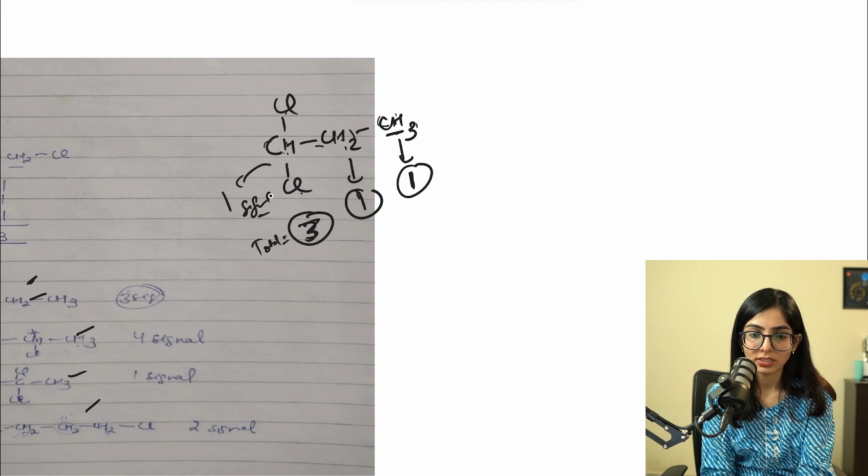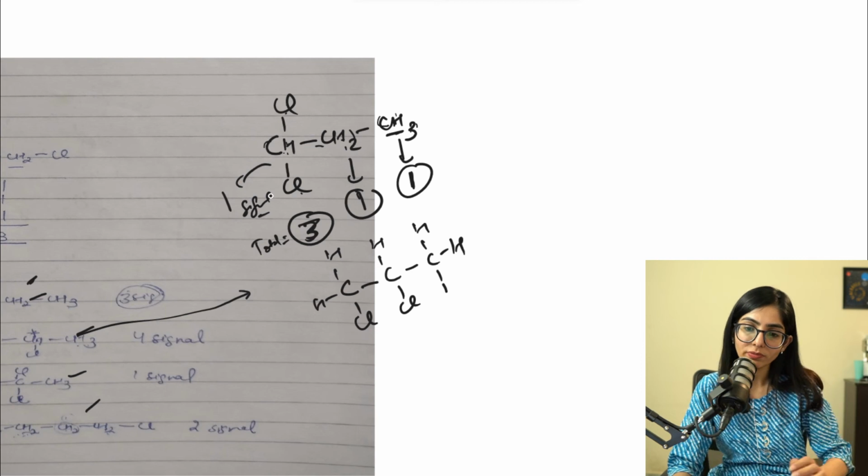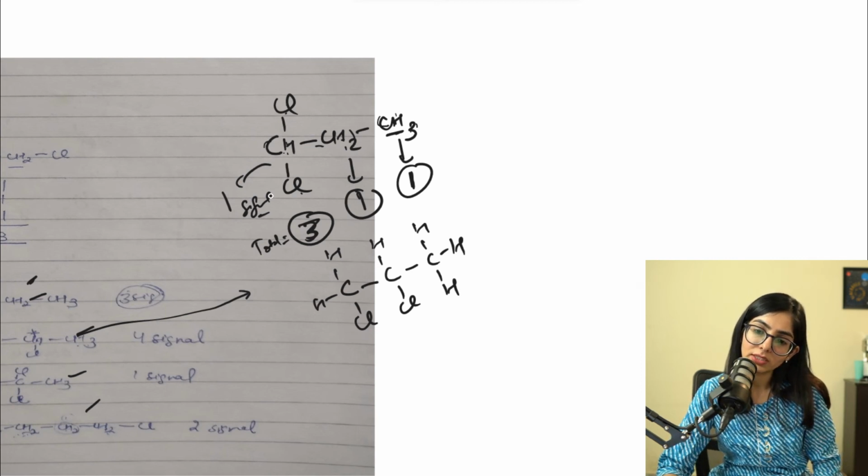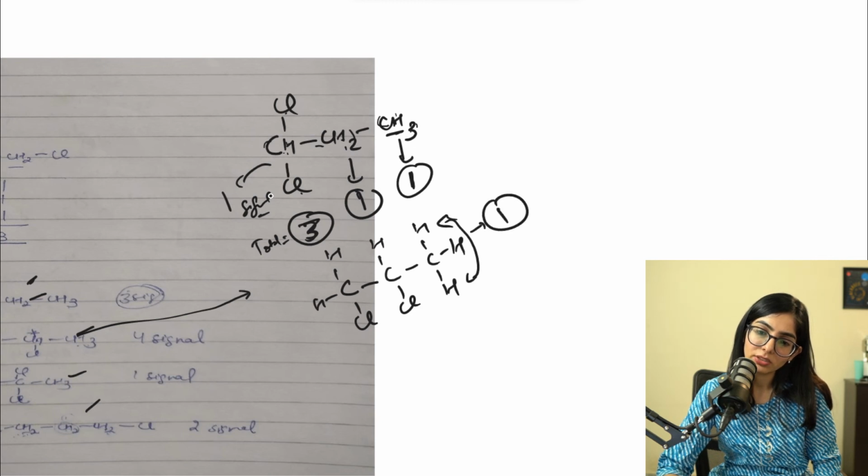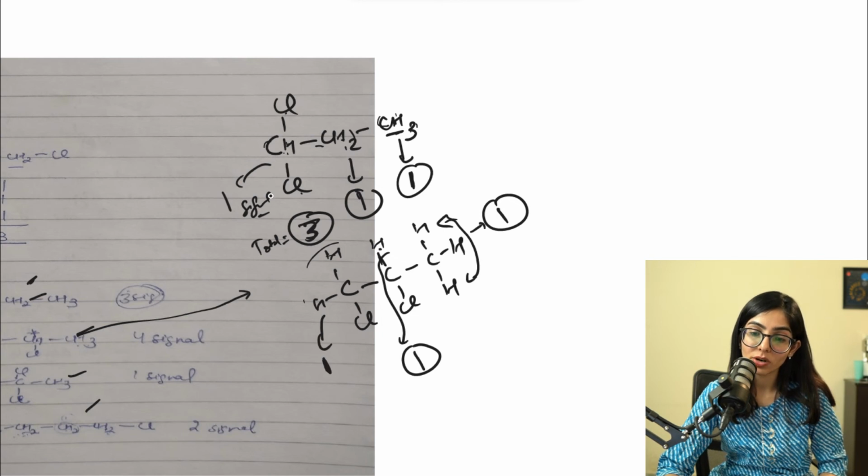So let's take this example now, which is CH2, Cl, and CH, Cl, and CH3. Fine. So what will happen? These three hydrogen will give one signal. What about this hydrogen? Yes, this will give one signal because only one hydrogen is there. What about these? Okay, you'll be writing that they will give one signal. No, guys, you are wrong over here. No, it will not be one.